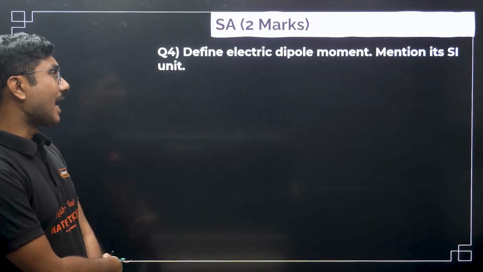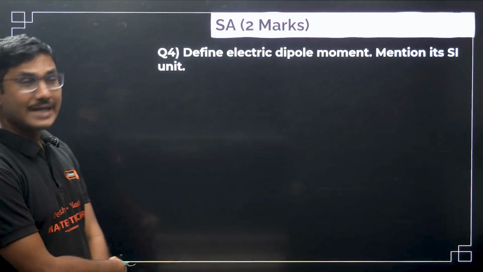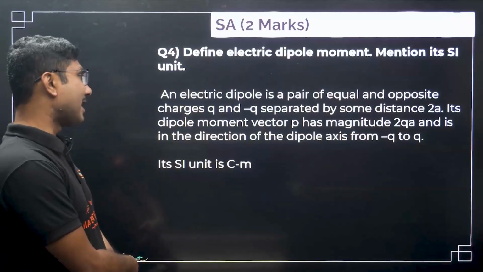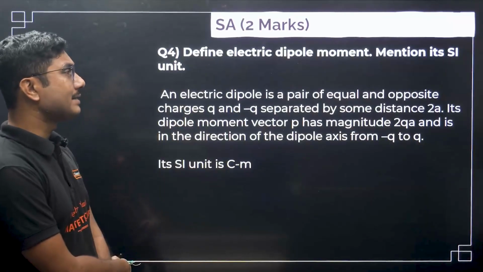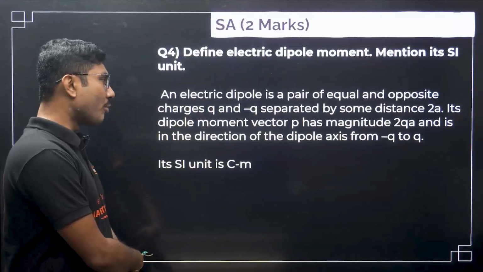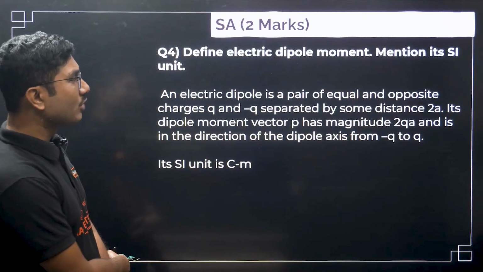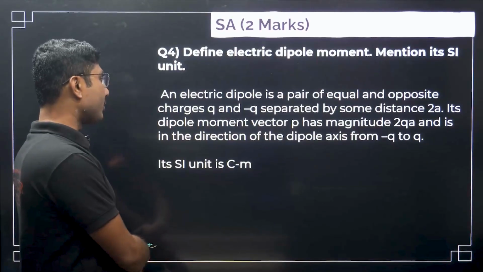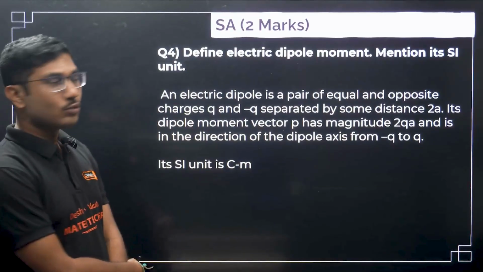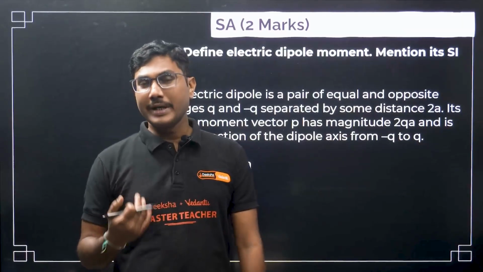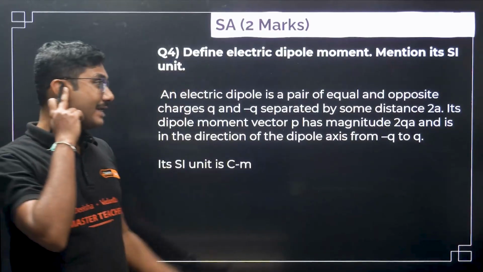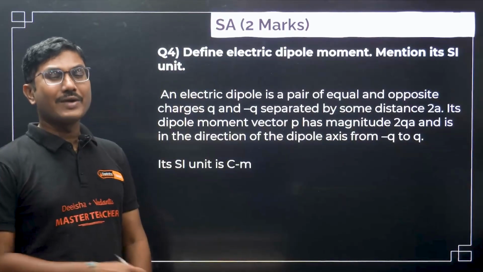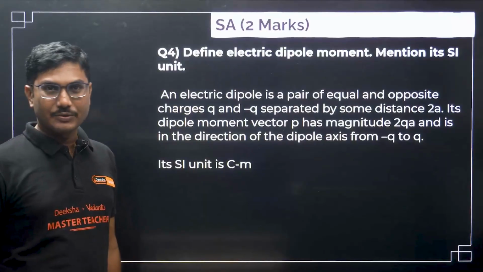Define electric dipole moment, mention its SI units. So electric dipole is a pair of equal and opposite charges q and minus q separated by some distance 2a. Its dipole moment vector p has a magnitude 2qa and is in the direction of the dipole axis from negative to positive. Okay, so dipole moment is from negative to positive, and its magnitude is given as the product of any one of the charges times the distance between the dipole.